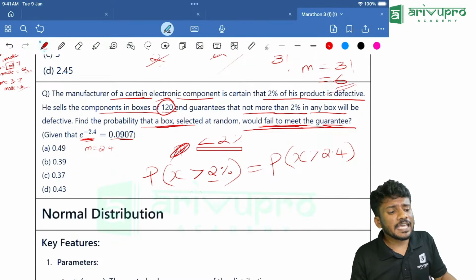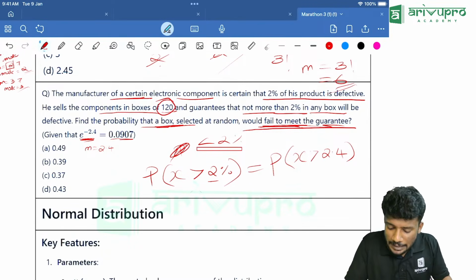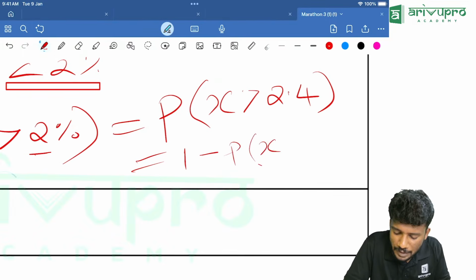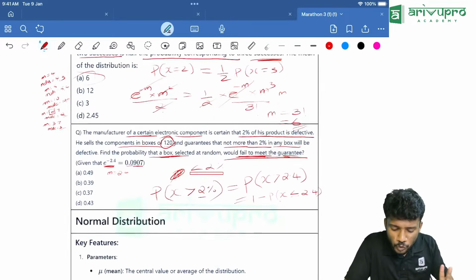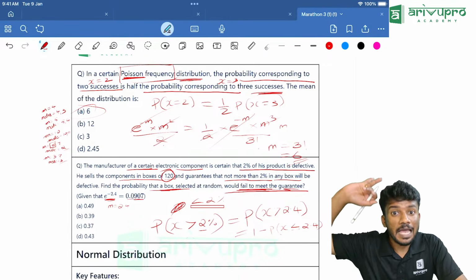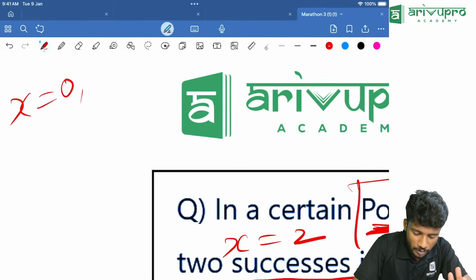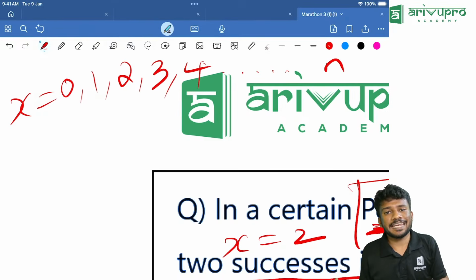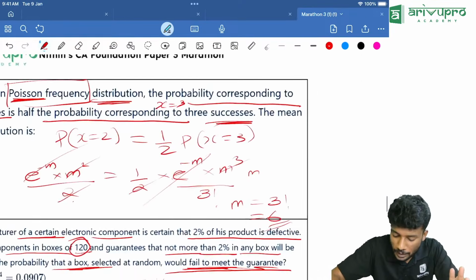Now, when we are taking a probability of x greater than 2.4, it is difficult for us to find. So you know one thing. Can I write P of x greater than 2.4 as 1 minus P of x less than or equal to 2.4? Am I correct? Yes. And one more thing you should know. In binomial and Poisson, x values are always integers. X is 0, 1, 2, 3, 4, 5, etc., up to infinity or n. It is an integer. It cannot be decimal. Okay, keep that in mind.